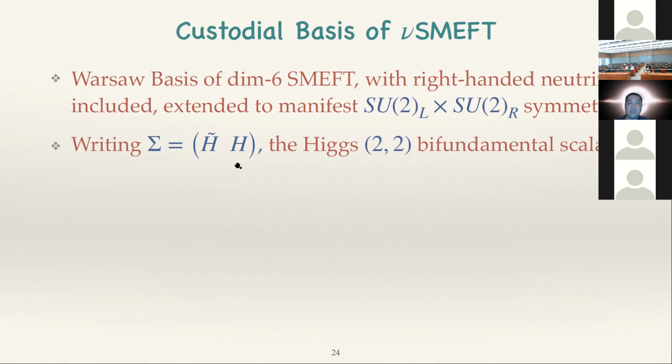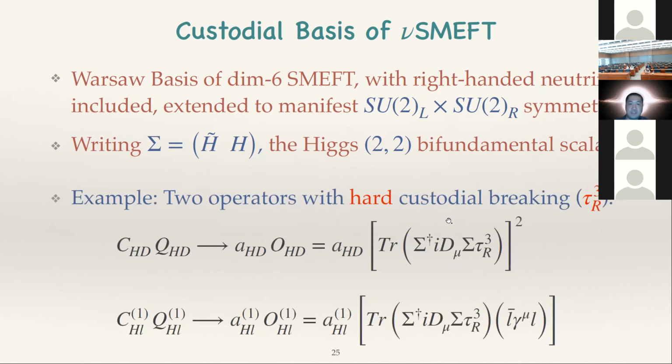Then we use the Higgs 2x2 matrix, sigma, built from the fundamental scalar, and that's the building block of our basis. For example, I'm going to show two operators with hard custodial breaking. By the way, to capture hard breaking, you just look for the tau3R, the τ3 generator. That's the smoking gun of custodial breaking in an operator.